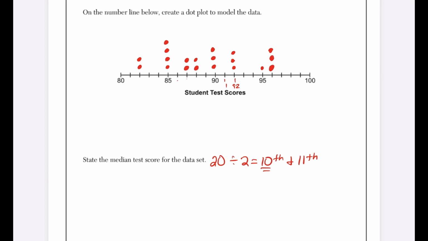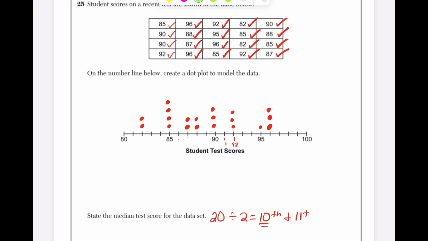Now, the nice thing about the dot plot is it's in increasing order. So going from the left, I'm just going to count out my terms. I have the 1st, 2nd, 3rd, 4th, 5th, 6th, 7th, 8th, 9th. And then here I am at my 10th term that I'm going to highlight in the pinkish purple. So I need the 10th and the 11th. The 11th is going to be one of these 90 data points. So the 2 values in the middle are 90 and 88, right? That other purple one is at 88.